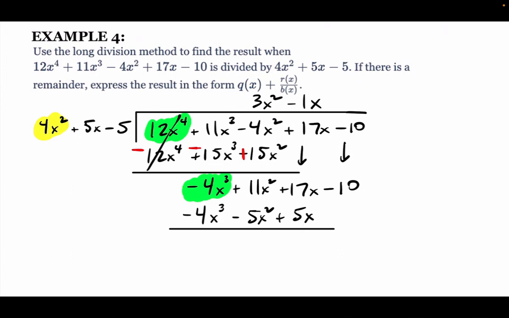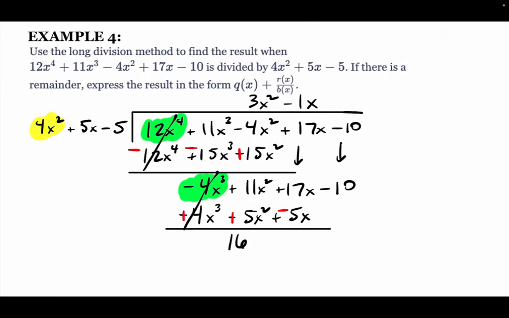Change the signs. 2 become positive because they were negative before, and 1 becomes negative. Subtract, in this case we're going to add. 11 plus 5 is 16, x squared. 17 minus 5 is 12x. Bring down the negative 10.